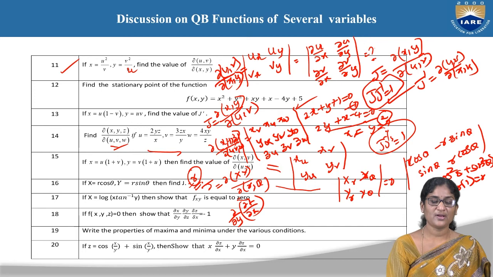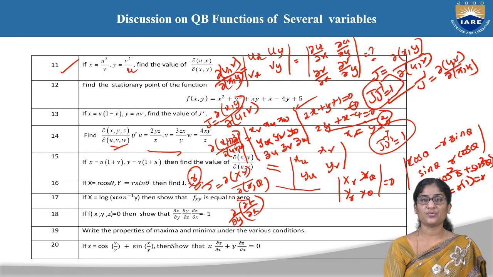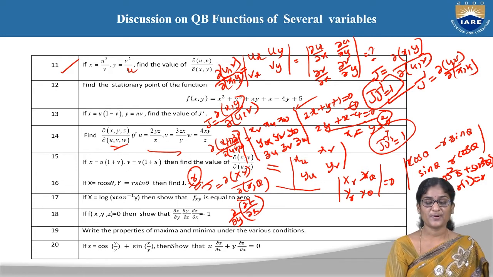Next one, if f of x comma y comma z is equal to 0, then show that dou x by dou y into dou y by dou z into dou z by dou x is equal to -1. Here we should make use of the chain rule.